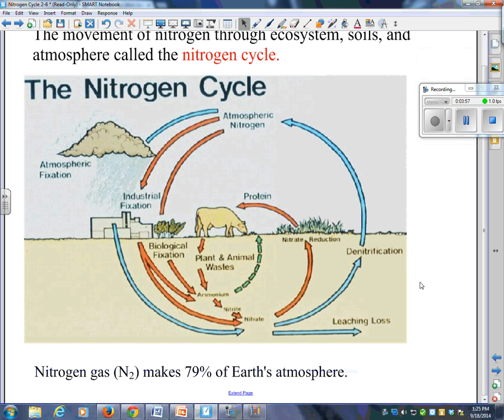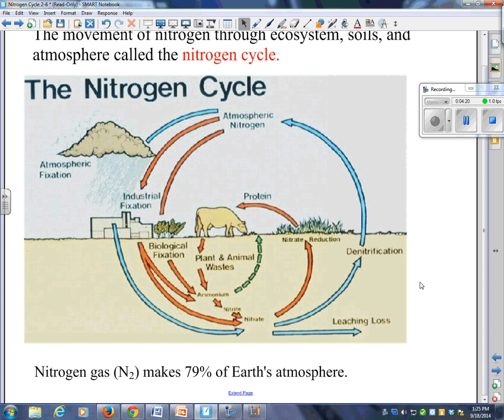79% of what you breathe in. Everybody take a deep breath. You just breathed in 79% nitrogen. Can you taste it? No. Can you smell it? Tastes like Advil. Tastes like popcorn, right? Depends on what you had for lunch, I'm guessing.